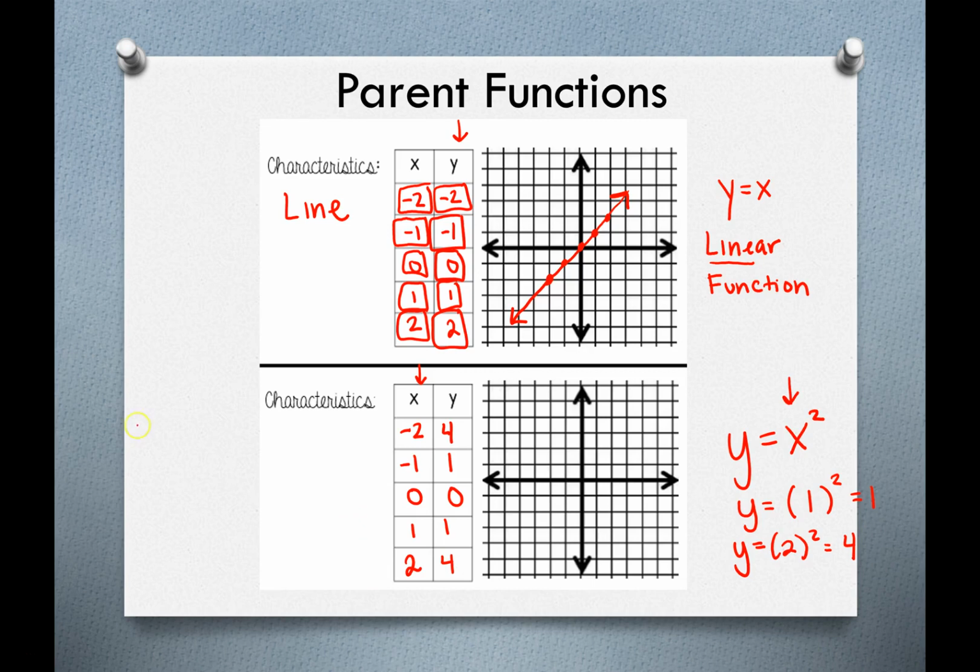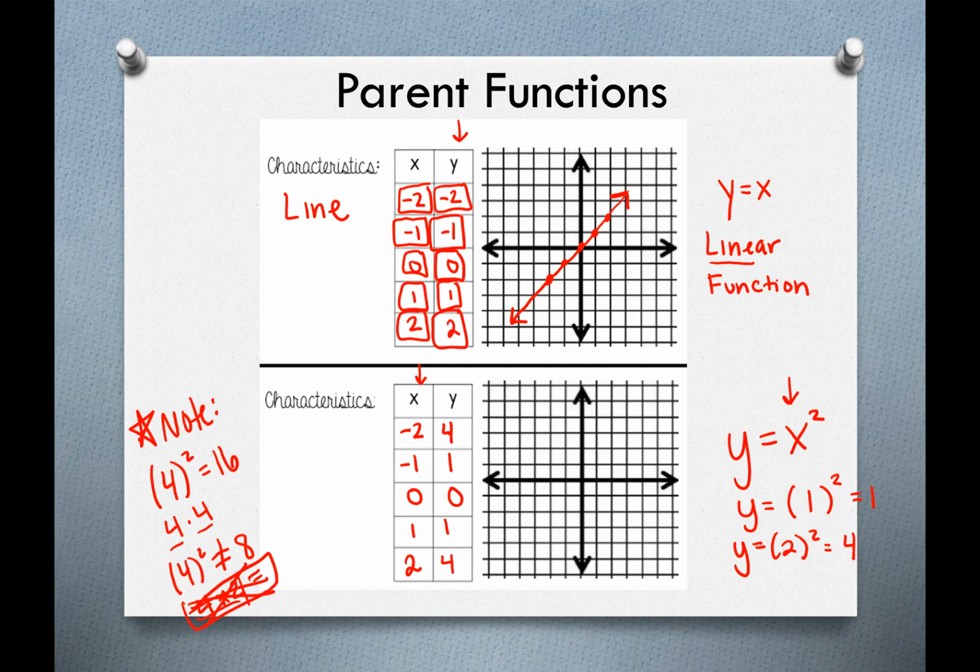Here's a quick note, you might want to write this in your notes. 4 squared is equal to 16, because remember, 4 squared is 4 times 4. 4 squared is not equal to 8. It is not 4 times 2. That is wrong. So when you see that squared, make sure it's multiplying it by itself. In other words, 4 times 4 in this example.